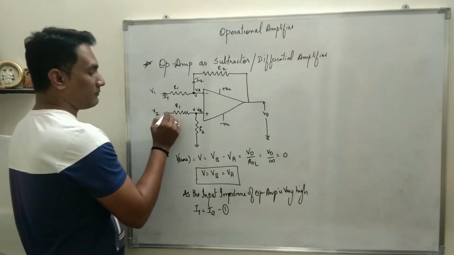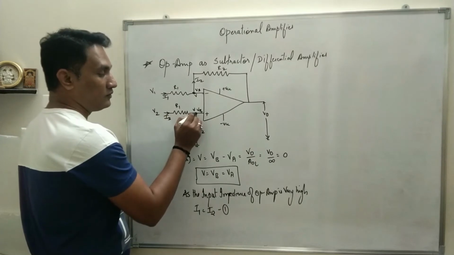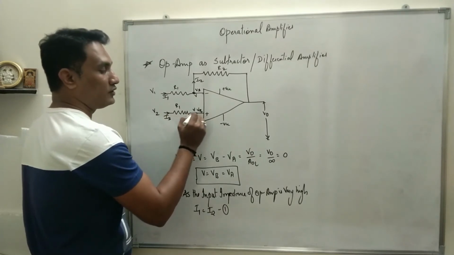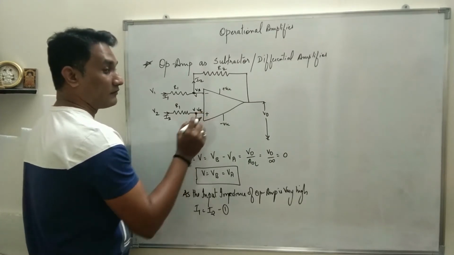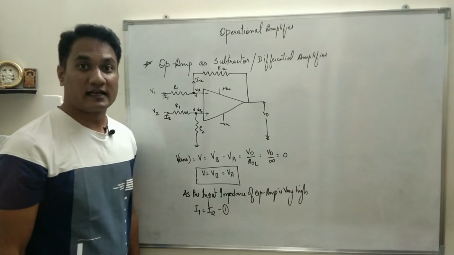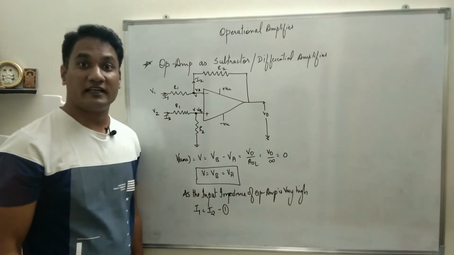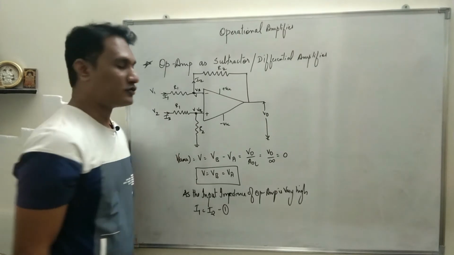Similarly, when V2 is applied, current say I3 flows up to VB, and as the input impedance of op-amp is very high, no current will flow through the op-amp. When I say input impedance of op-amp, we have already studied in the ideal characteristics. Input impedance is infinite, that is the resistance offered by the op-amp at the input side.